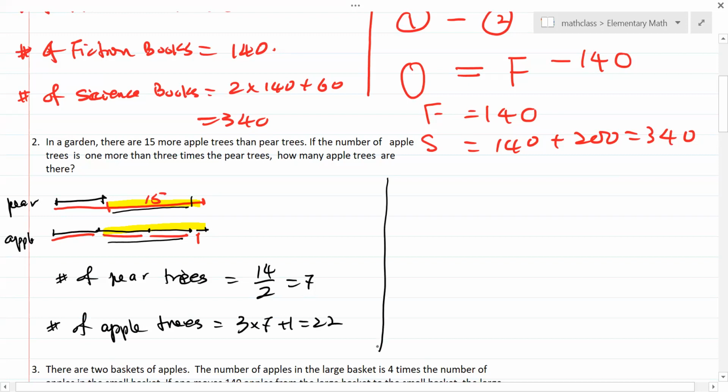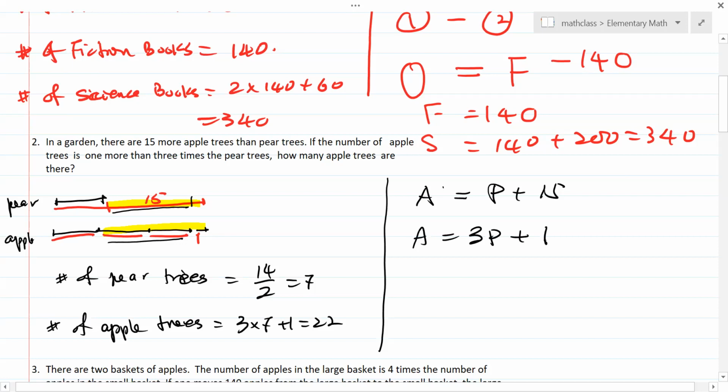P means the number of the pear trees. A means the number of the apple trees. The first sentence tells you the number of the apple trees is going to be 15 more than the pear trees, so plus 15. Okay. The second sentence tells you that the number of the apple trees is 3 times the pear trees plus 1. Right? So 1 more than 3 times the pear trees.